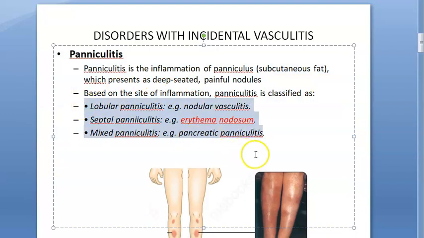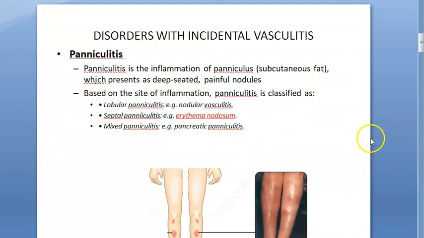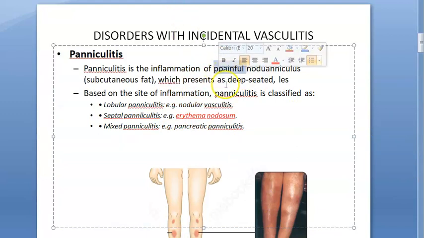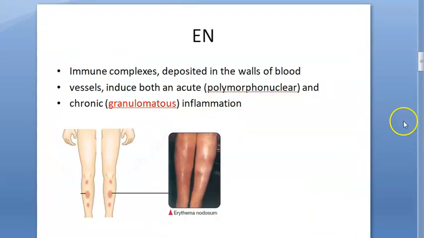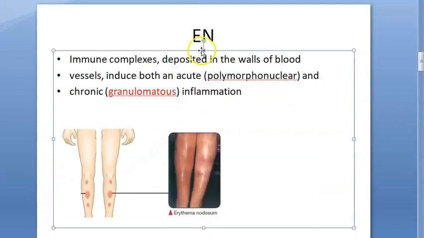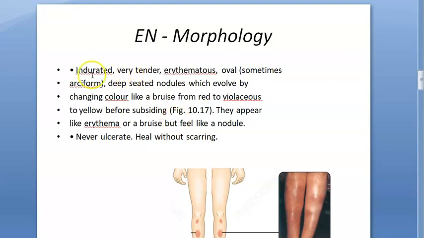There are so many types of panniculitis, and if there is septal panniculitis, it is erythema nodosum. Do not forget there will be painful nodules, painful and red. So erythema nodosum, you can understand the name. Now, what exactly is happening here? There are immune complexes, standard stuff that you will read. They are deposited in the walls of the blood vessels, and it can be chronic or acute.